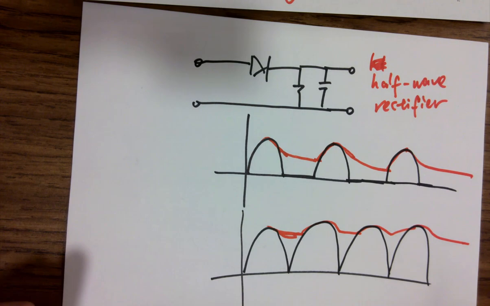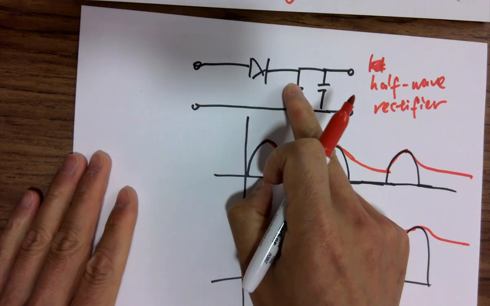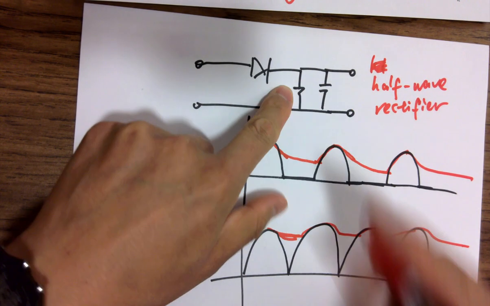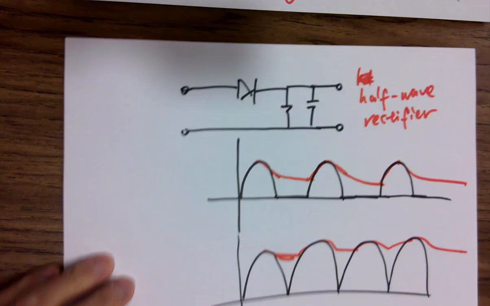So the voltage doubler is very similar to this circuit, but you only need to swap the location of the capacitor and the diode over here. So it looks like this eventually.